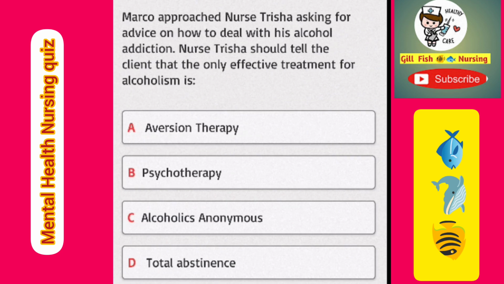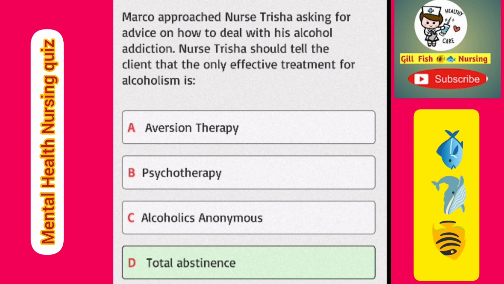Next question. Margot approached Nurse Trisha asking for advice on how to deal with his alcohol addiction. Nurse Trisha should tell the client that the only effective treatment for alcoholism is what? A, aversion therapy. B, psychotherapy. C, alcoholic anamnesis. And D, total abstinence. We can do aversion therapy and psychotherapy, everything, but what is the correct answer? Total abstinence.